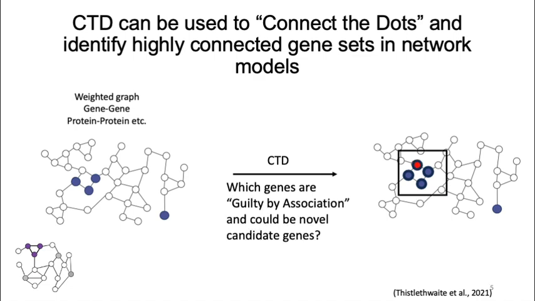Once we've identified sets that are highly connected, we can also ask which genes, for example, are guilty by association or used to connect these smaller sets of genes. These genes could also be used as novel candidate genes in further studies.